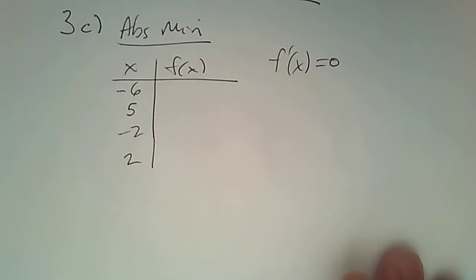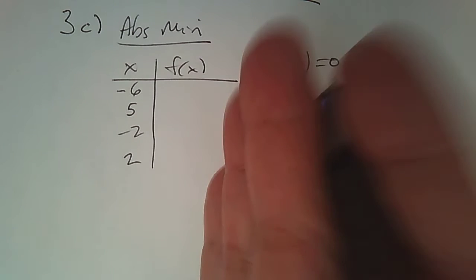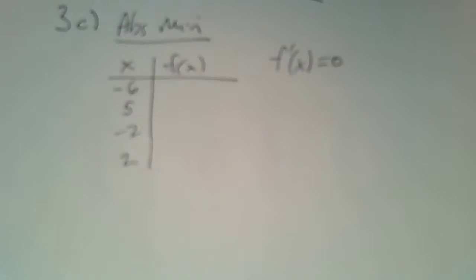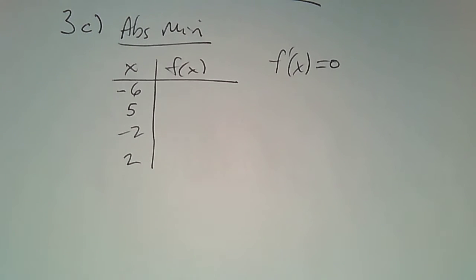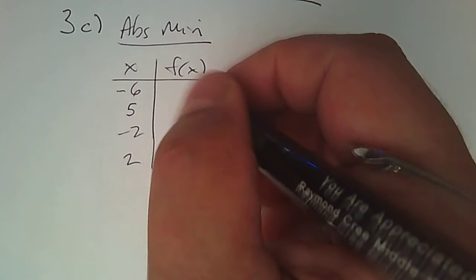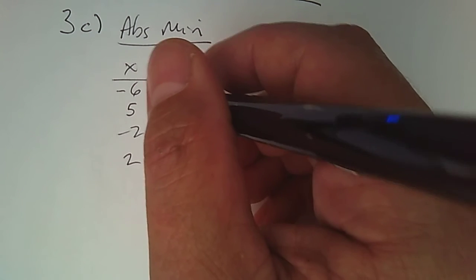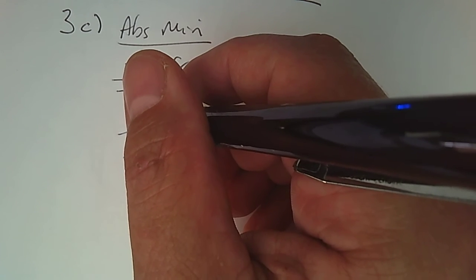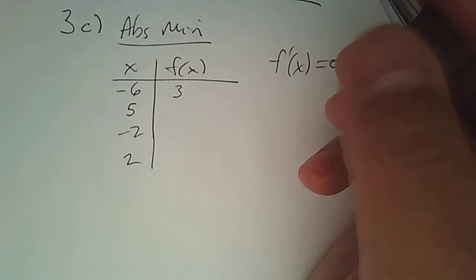So first of all, those are the x values I'm looking at. Those are called the critical numbers. And then I want to find the value of the function at those numbers, and whatever the lowest value is, that's my answer. So at -6, we just did that in part A. At -6, the answer was, what was it? There it is, 3.